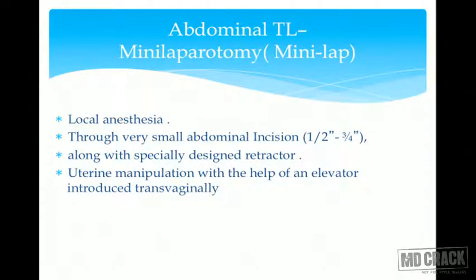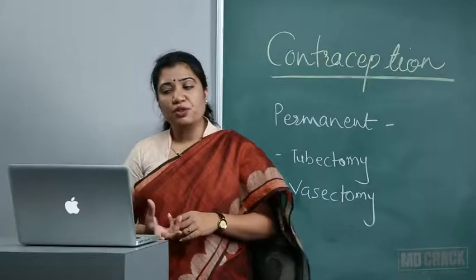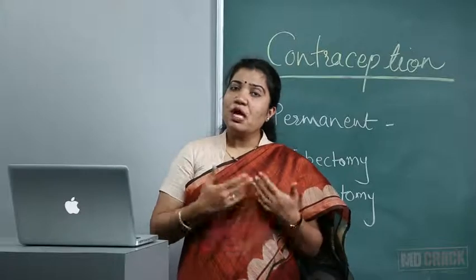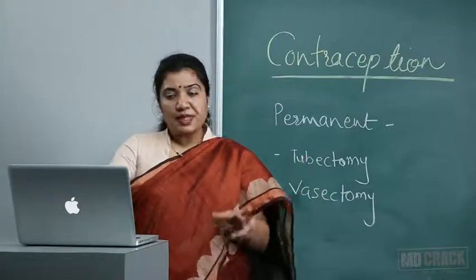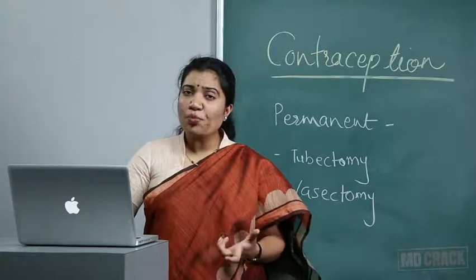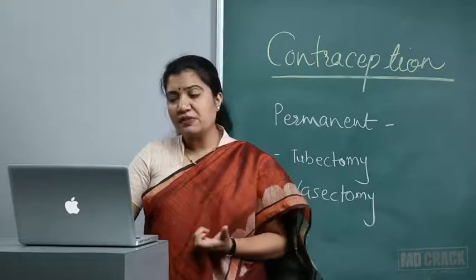Then abdominal TL is done by mini laparotomy, also called mini lap. This can be done under local anesthesia. Again, a very small incision is taken, almost half an inch to three-quarters of an inch. Along with a specially designed retractor we retract the abdominal wall, and we use a uterine manipulator inserted through the cervix. This manipulator helps us change the direction of the uterus so that the tubes can be easily withdrawn outside through that small incision. It helps us find the tubes, and then any of these methods can be used to perform the tubal ligation. So this is mini lap: small incision, local anesthesia, less morbidity, and use of a retractor as well as a uterine manipulator.